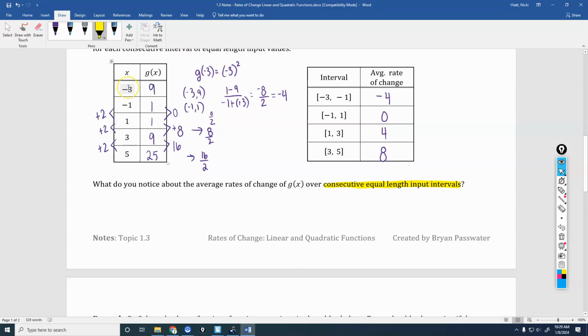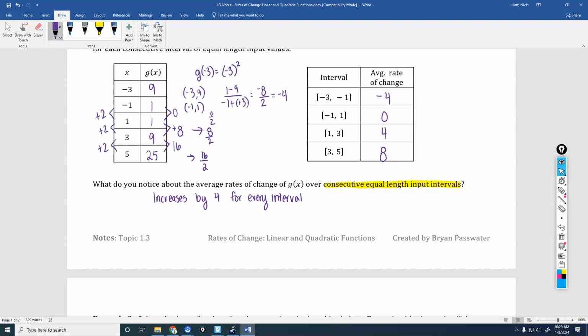If your table went from -3 to 0 to 10 to 25, then you could not really make a conclusion using this information. But if you're going up by the same amount and you're not skipping any intervals, then what we see is that this average rate of change increases by 4 for every interval that we look at.